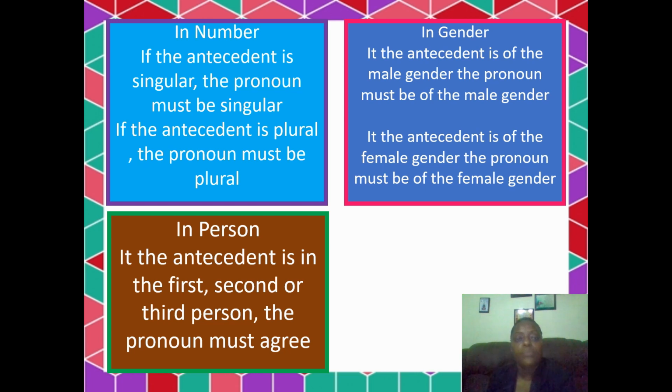In number, if the antecedent is singular, the pronoun must be singular. If the antecedent is plural, the pronoun must be plural. In gender, if the antecedent is of the male gender, the pronoun that follows must be of the male gender. If the antecedent is of the female gender, the same follows. The pronoun that comes after it must be of the similar gender. In person, if the antecedent is in the first, second, or third person, the pronoun must agree with same.